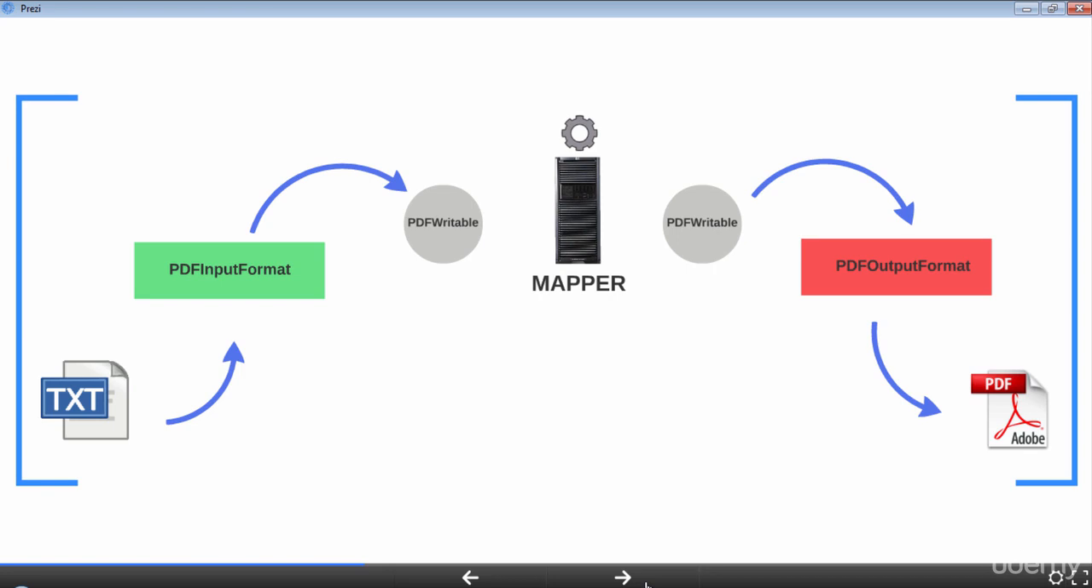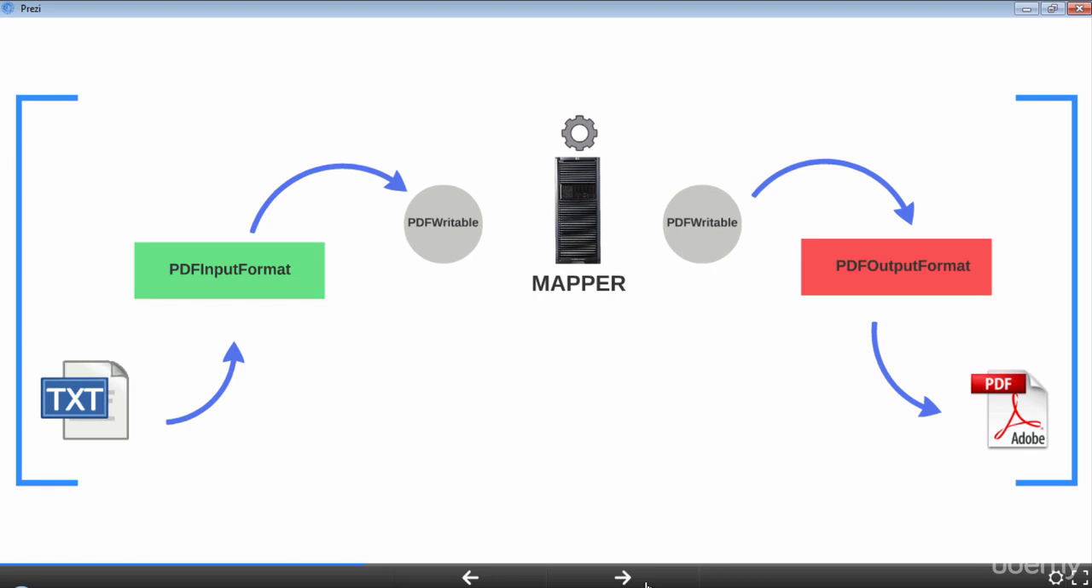Now, let's talk about the input format and output format that we will use in our program. Let's talk output format first. The output of our MapReduce program should be a PDF file. Can we use text output format as the output format in our MapReduce job? No, we cannot, because text output format is designed to write text files, whereas here we want to write PDF files. So we have to come up with our own output format and we'll call it PDF output format.